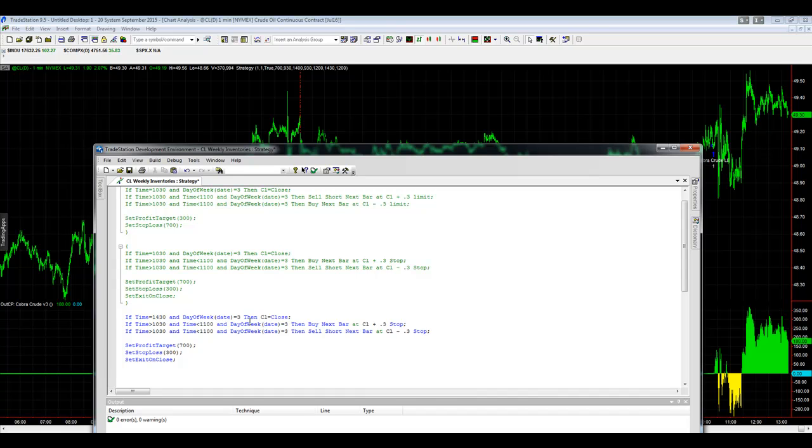So if it closes at 14:30, you want to grab that price. We're not worried about the day of the week in this case. It could be just any day. And then the close, CL is equal to the close at 14:30. And then if the time is greater than 14:30, after the old pit session closed, and less than 1700, we got our long and short signals.